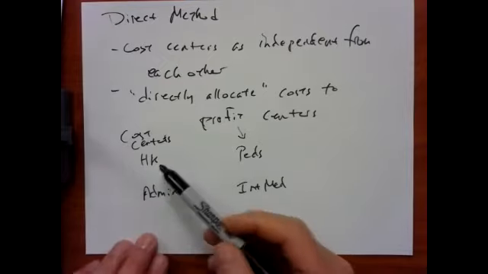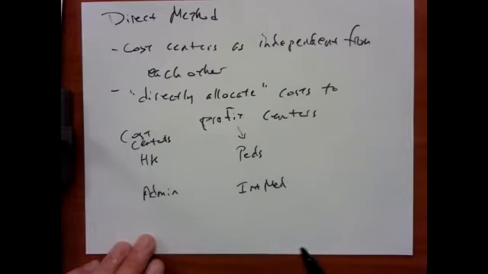Why are housekeeping and admin cost centers? Because they don't generate any revenue. They just generate costs. Peds and internal medicine are where our revenues come in. Those clinics also have direct costs, right? What we're dealing with in this chapter is the allocation of overhead costs. But these departments also have direct costs, right?